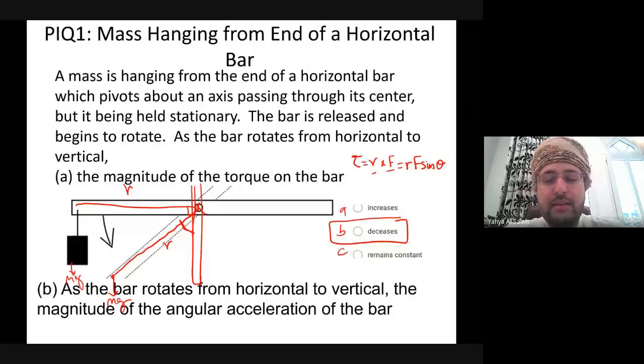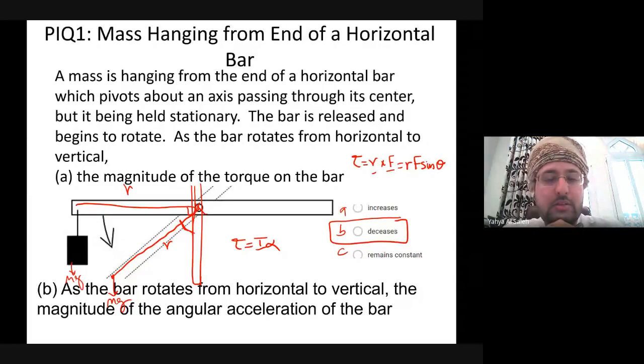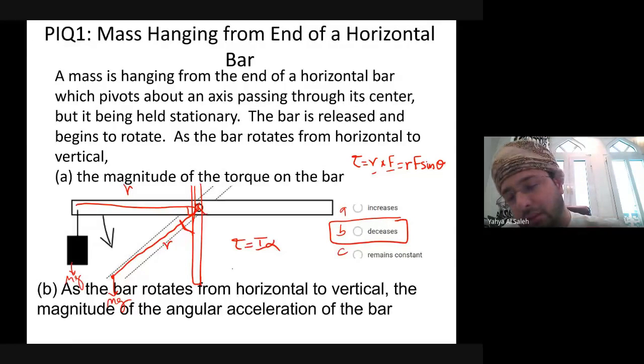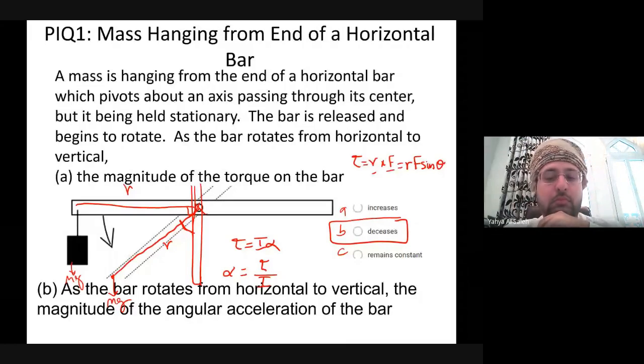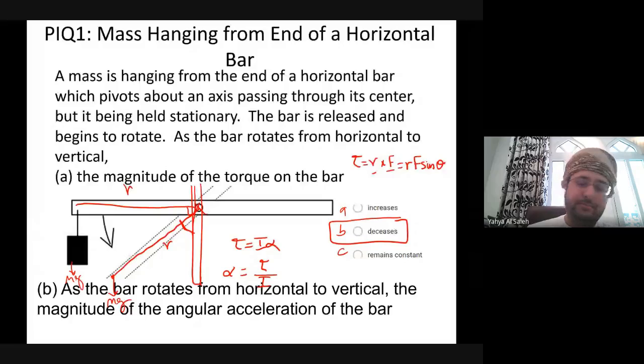As the bar rotates, the magnitude of the angular acceleration of the bar. So we know torque equals I alpha, and I is constant. Alpha equals torque over I. As my torque decreases, my alpha is also going to decrease. Good.